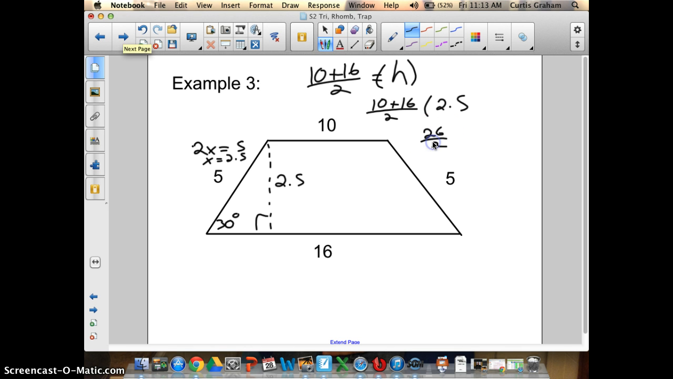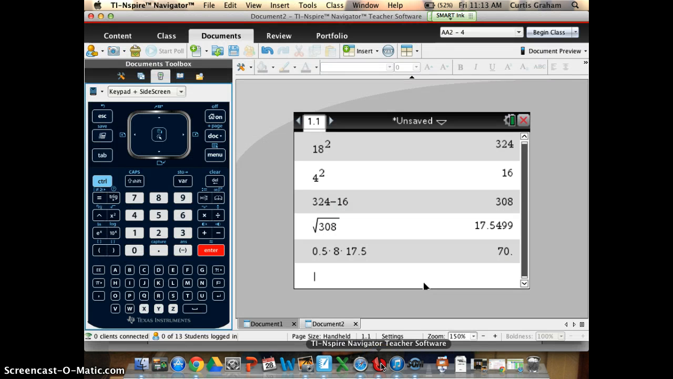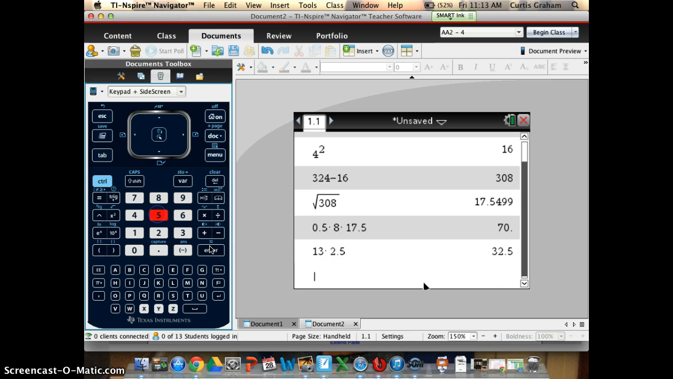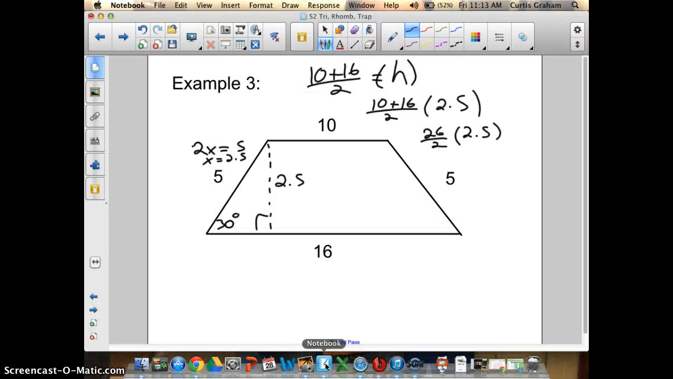There. So now that I have enough information, 10 plus 16 divided by 2 times my height, which is 2.5. 26 divided by 2 times 2.5. So that ends up being 13 times 2.5. The area of this trapezoid is 32.5.